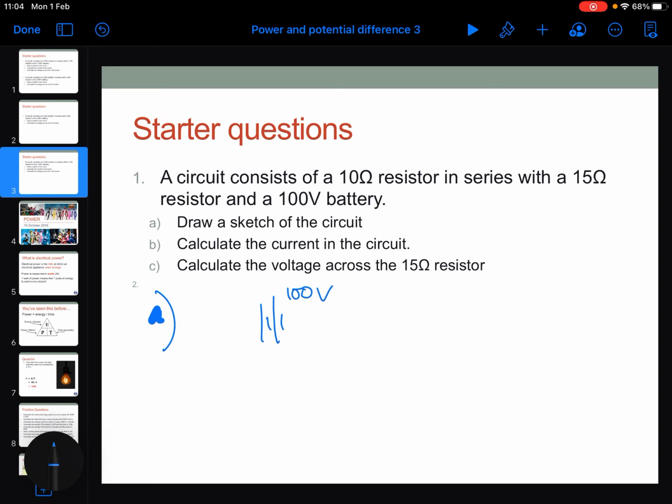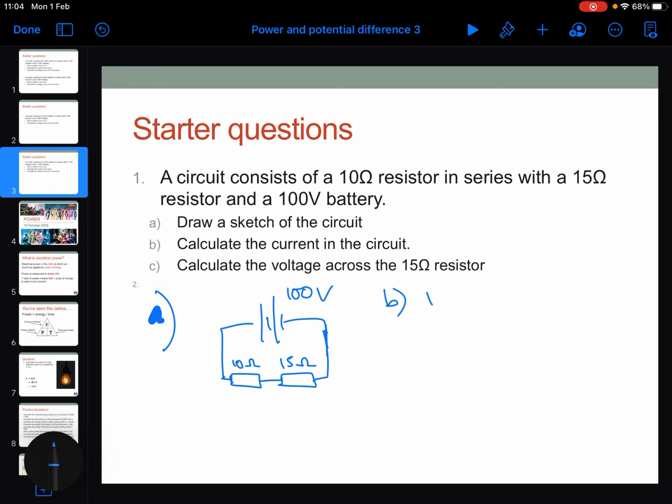100 volts, there, lovely. With a 10 ohm resistor and a 15 ohm resistor, it doesn't matter which way around you do them, that's not an issue. Try and make sure that joins up. B, calculate the current in the circuit.